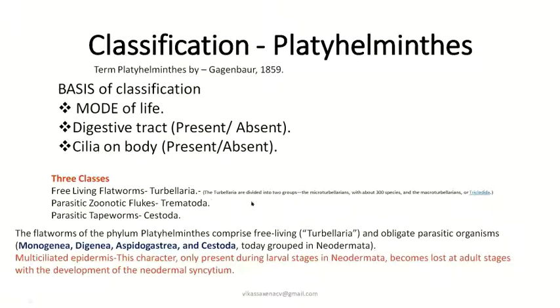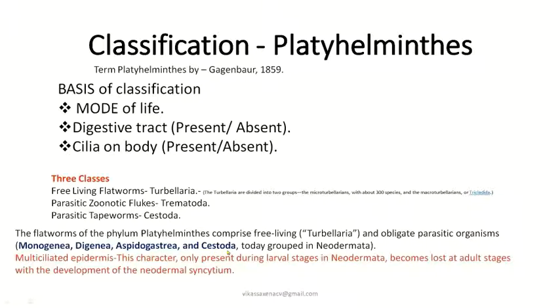The Turbellaria are divided into two groups, the microturbellarians with about 300 species and the macroturbellarians or Tricladida. This division is on the basis of the size of these turbellarians. Now see, when we talk about the presence of cilia on the body or the absence of cilia on the outer wall of the body, the flatworms of the phylum Platyhelminthes comprise free-living Turbellaria and obligate parasitic organisms: Monogenea, Digenea, Aspidogastrea and Cestoda. Today they are grouped in Neodermata. See, neo and dermata, dermis.